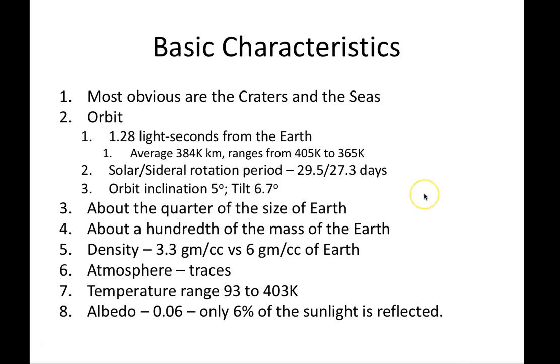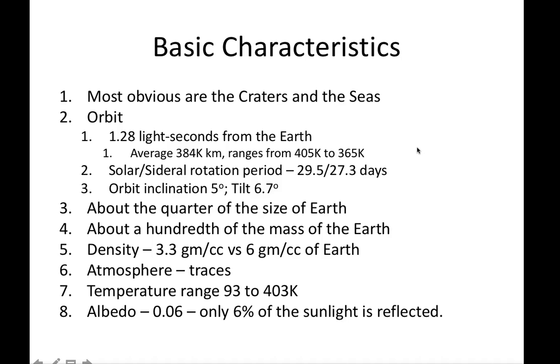The average distance between the Earth and the Moon is 380,000 kilometers, but it does range from 405,000 to 365,000, so there's a bit of a change there, about 10%. Something quite a bit more than what we see with the Earth around the Sun, which is on the order of about 5%.